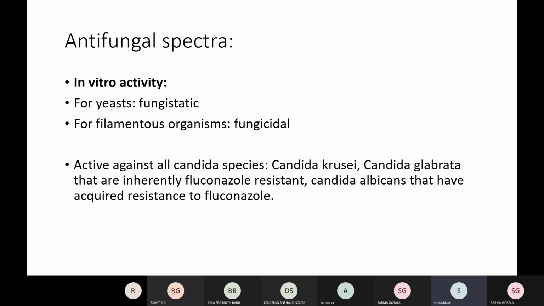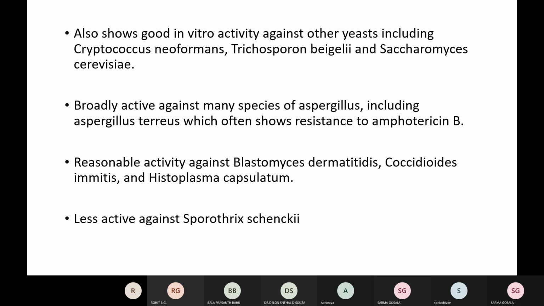Coming to the antifungal spectrum covered by voriconazole, in vitro activity for yeast is predominantly fungistatic, and for filamentous organisms like Aspergillus and Pseudallescheria it is fungicidal. It is active against all Candida species. Candida krusei and glabrata, which are inherently fluconazole resistant, or which have acquired resistance to fluconazole because of overuse, can still be sensitive to voriconazole. Voriconazole also shows good in vitro activity against other yeasts of the Cryptococcus genus, that is Cryptococcus neoformans, Trichosporon and Saccharomyces.